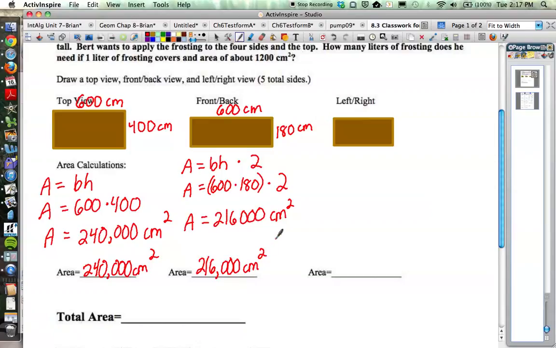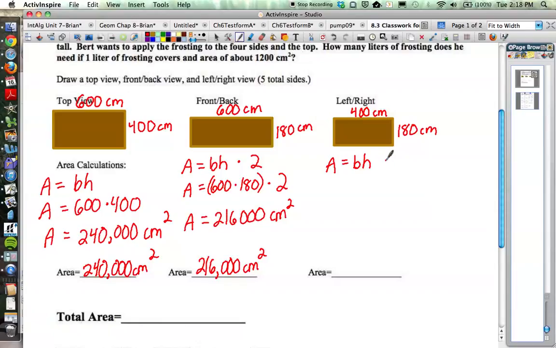Left and right side. So let's think about the dimension that is left here. On the left side, we're thinking about how wide the cake is, the width of the cake. So that actually is going to be the 400 centimeters. And when you're thinking about the left or right side of a cake, the other dimension is going to be how tall the cake is, so 180 centimeters. So again, area is equal to base times height.